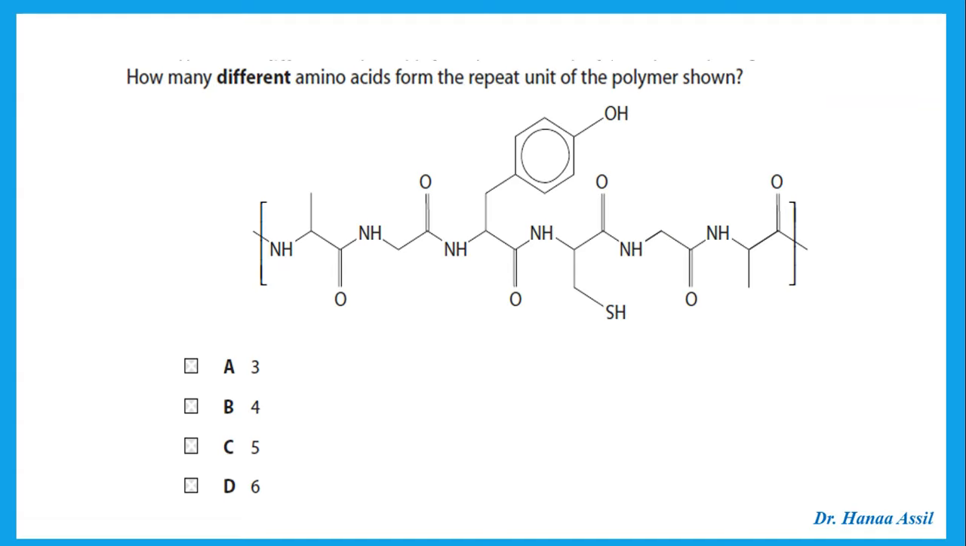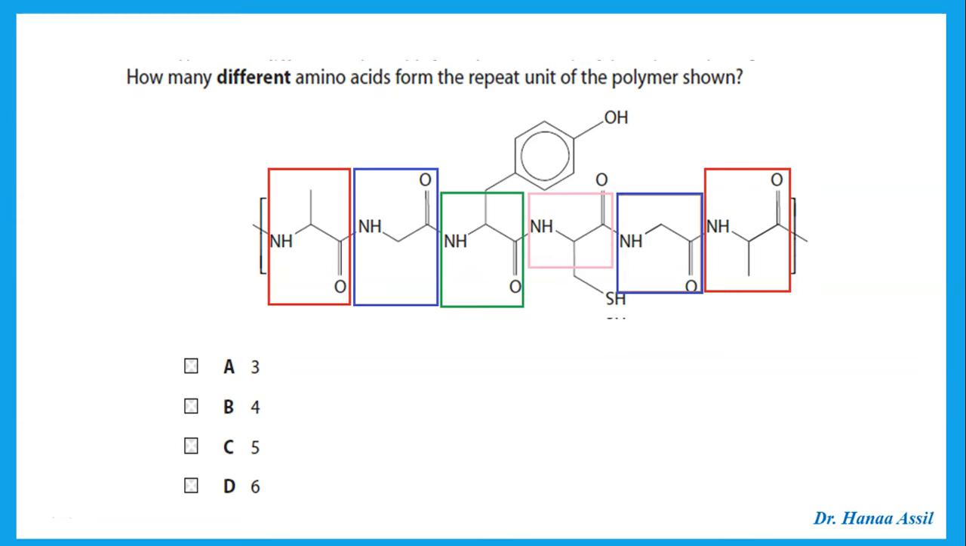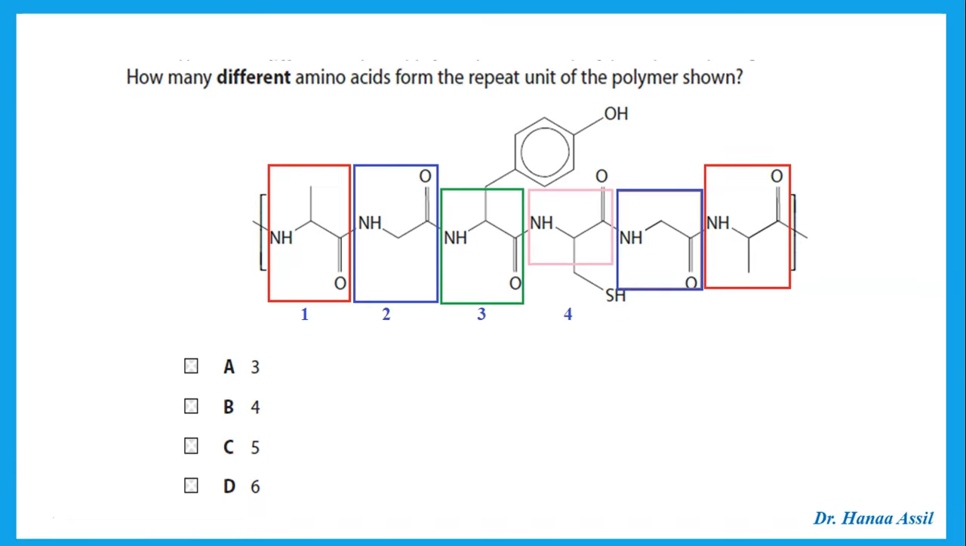How many different amino acids form the repeat unit of the polymer shown? Of course, the amino acids are joined with amide linkages. So each amide linkage you're going to break up so that you have one unit of amino acids. If they are the same, then you count them only once, because the question says how many different amino acids. So actually, for this one, I have only 4 different amino acids because 2 of them are similar to another 2. So the total number of different amino acids from this repeat unit are 4.